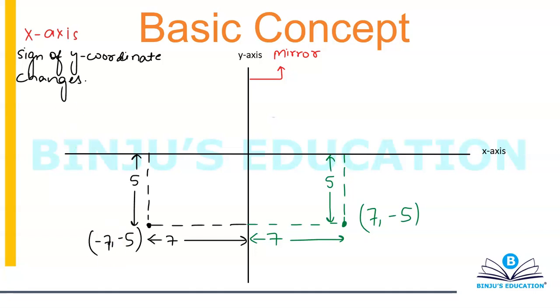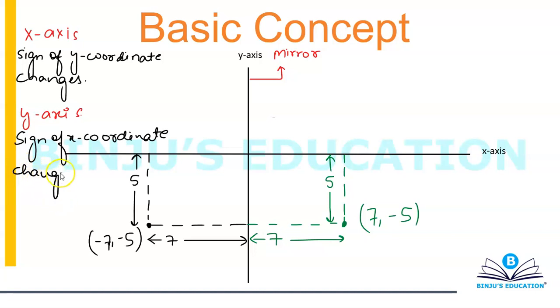So simply remember it in this way. Whenever you are taking reflection along y-axis, the sign of x coordinate changes. If you take reflection along x, then sign of y changes. If you take reflection along y, then sign of x changes. This is basically what happens.